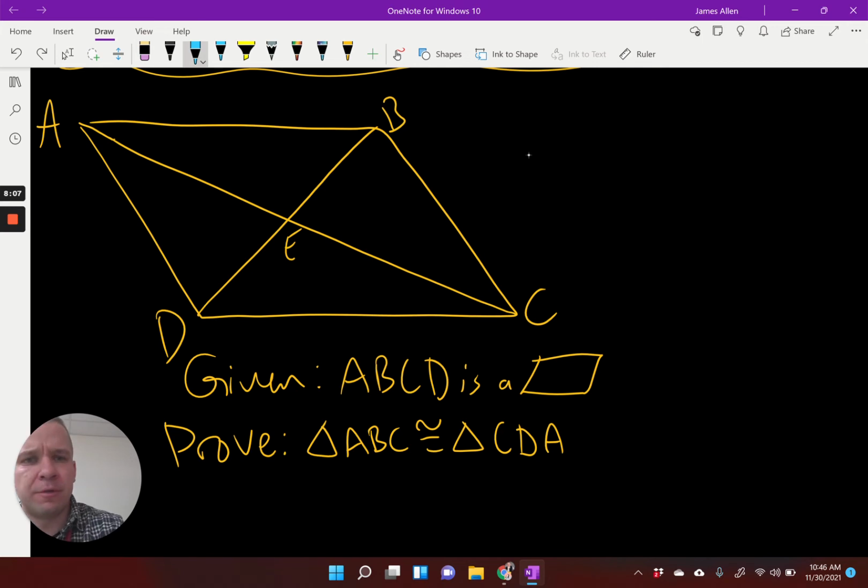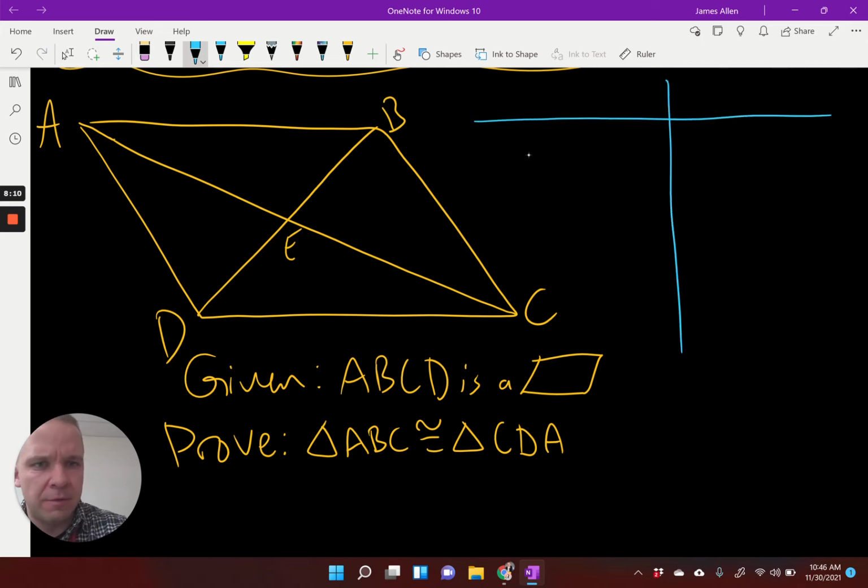A proof. Let's do a proof. I love proofs. They're my favorite. I haven't done a ton of them, but you know they're great when they're there. Okay. We have a parallelogram. We want to prove 2 triangles congruent, ABC and CDA. All right.